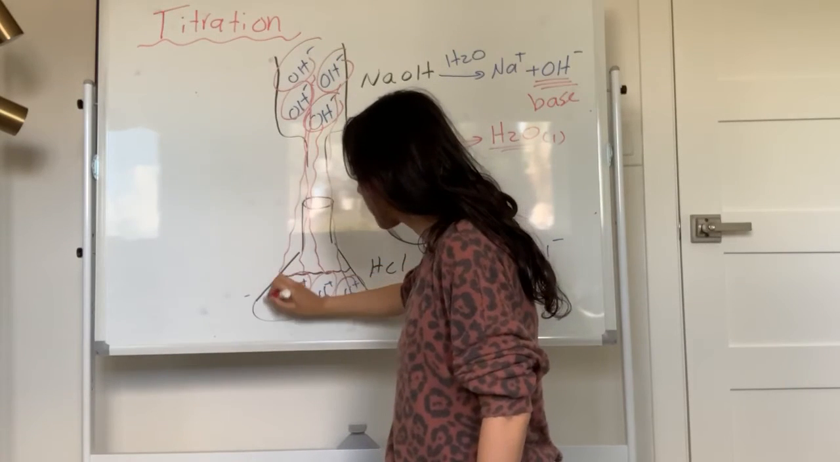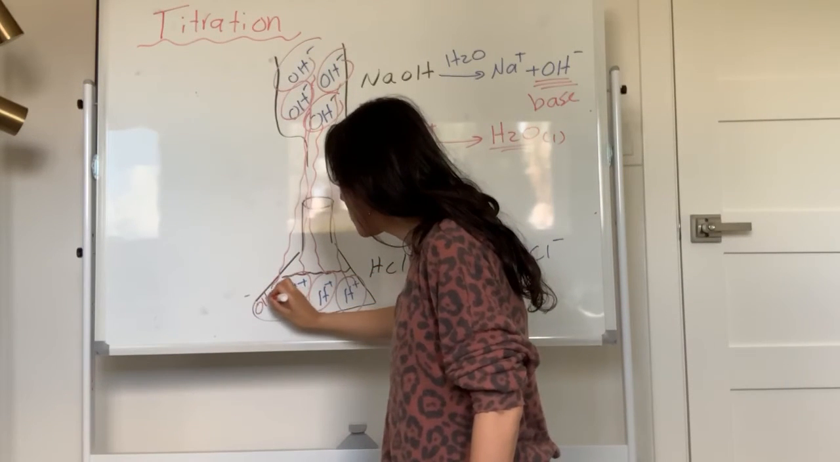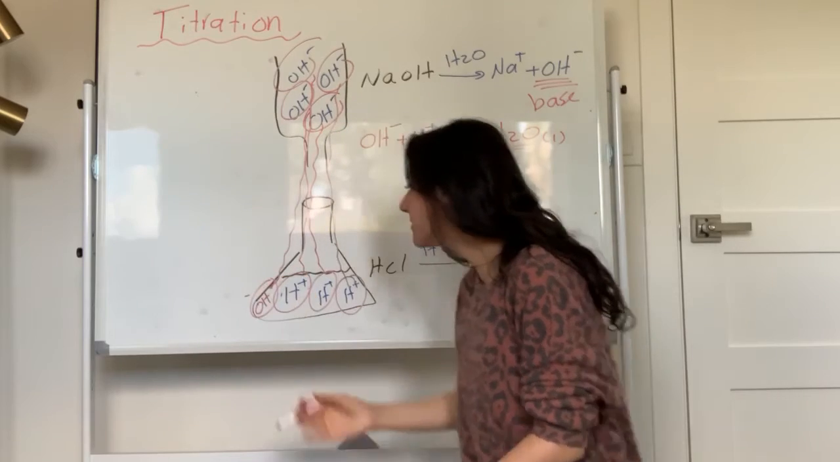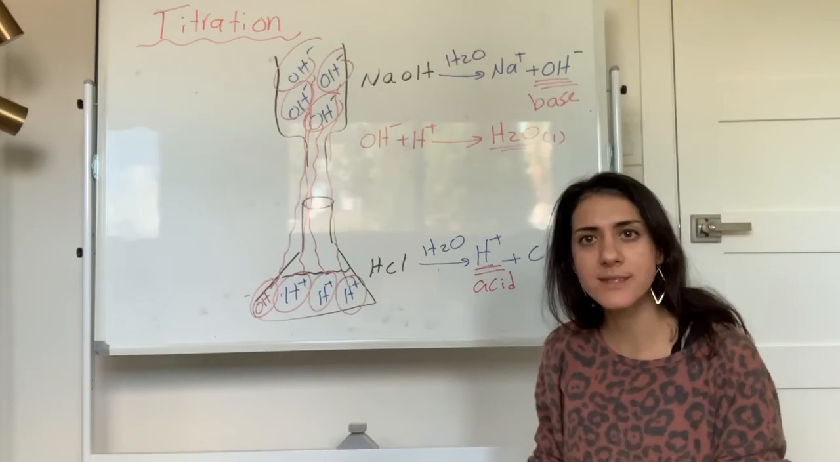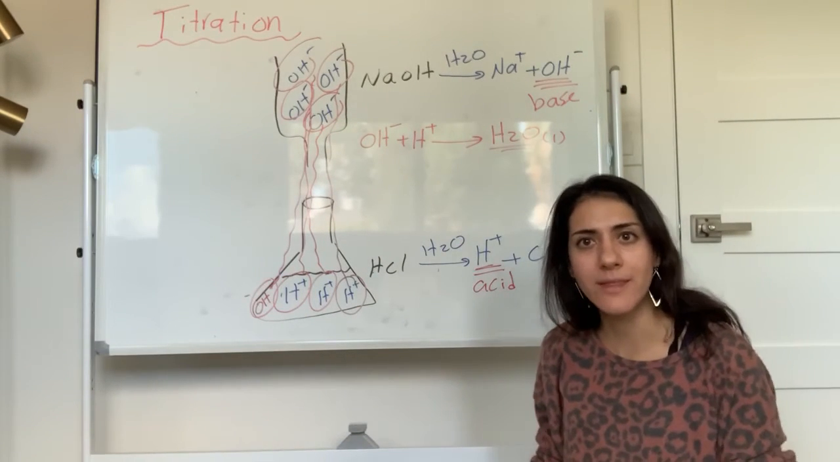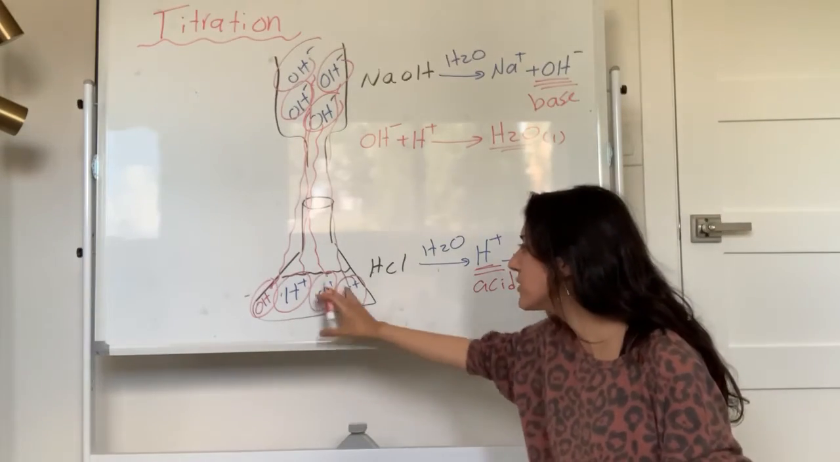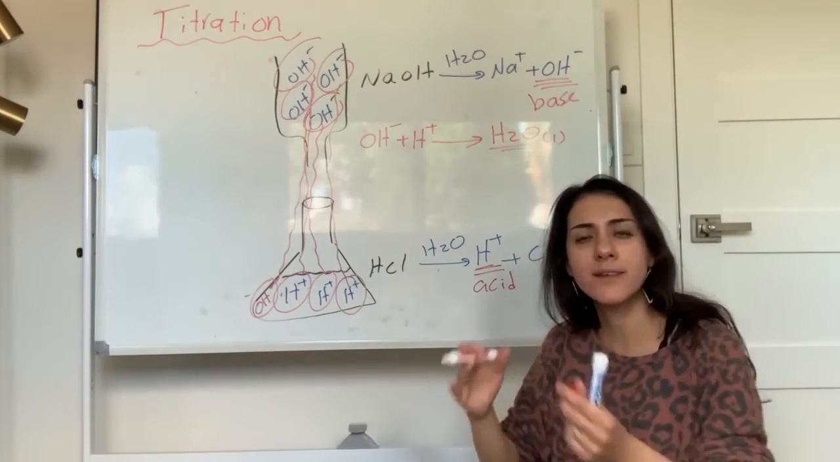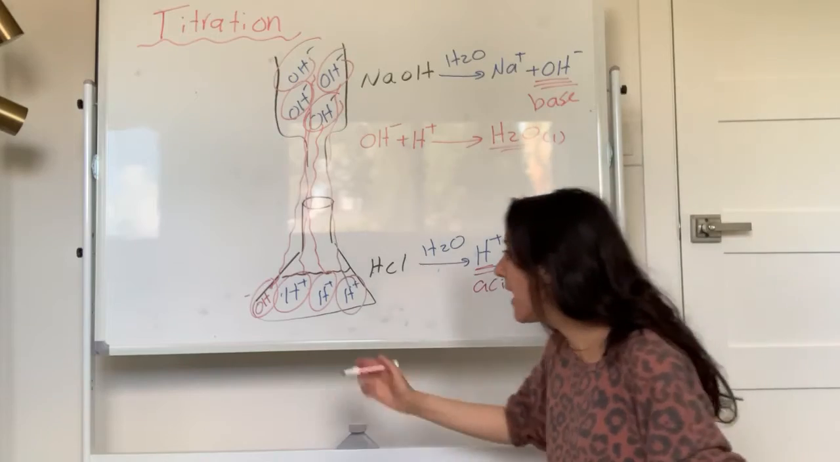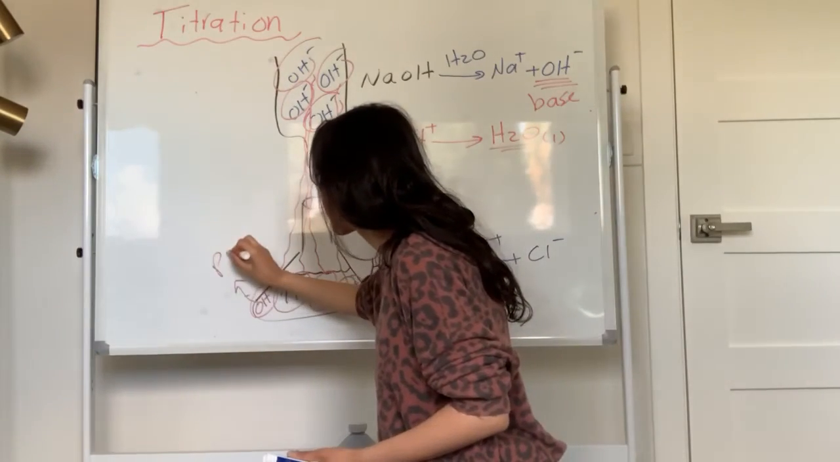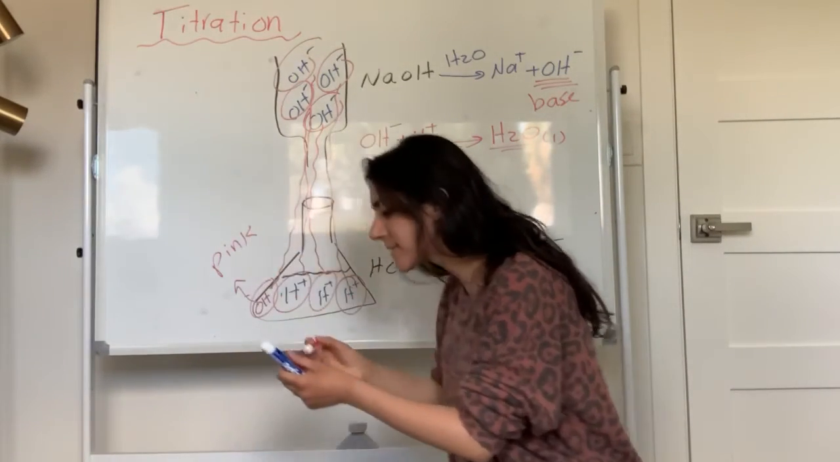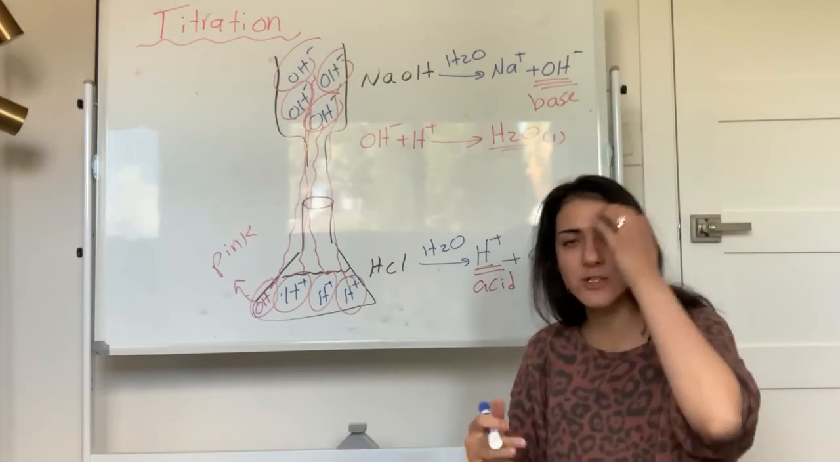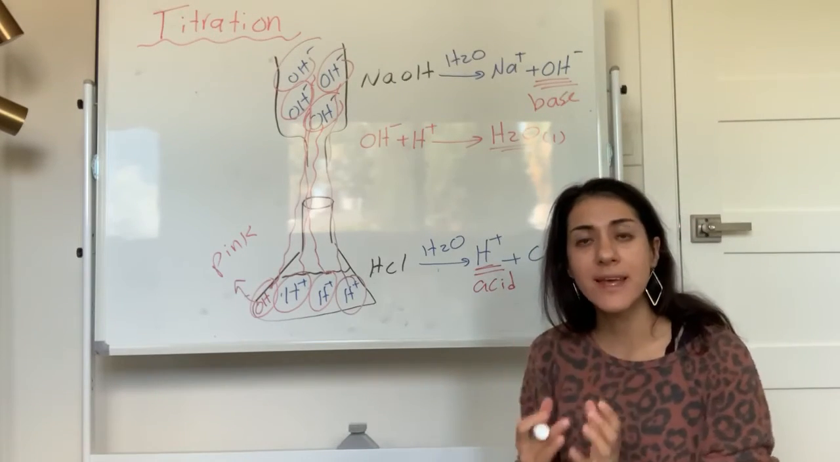Now the OH- is going to come down here. Oh no! There is no more H+ to react with. There is no more H+ to neutralize the OH- out. So now what's going to happen? This is going to turn pink. Because you know what we said an indicator is? An indicator changes color when there is a pH change.